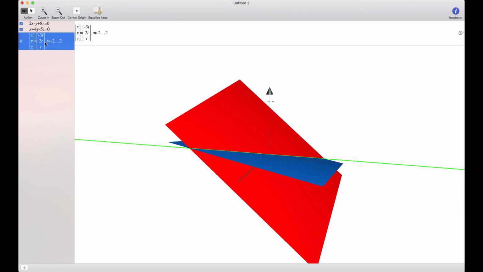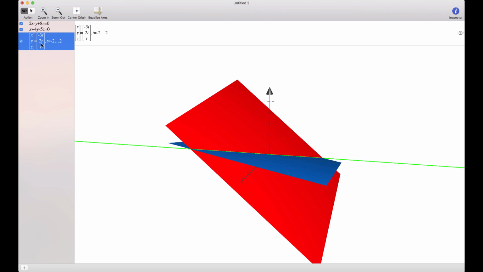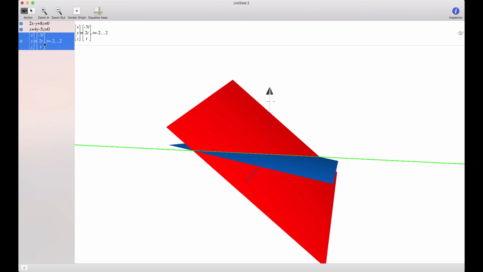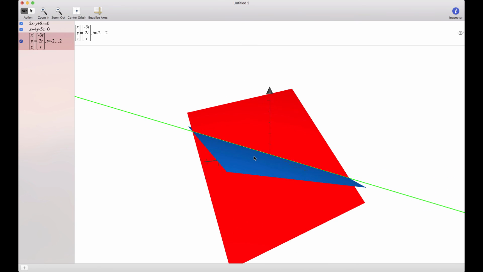This form I'm highlighting here in blue, -3t, 2t, and t, that's exactly what we got for our solution. We got the vector x, which is x, y, and z, equals -3, 2, 1 times some arbitrary constant t. So this is precisely what we should expect.